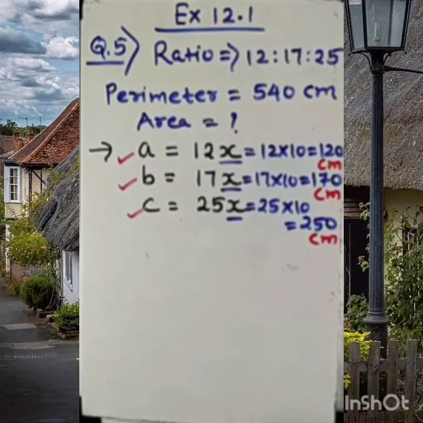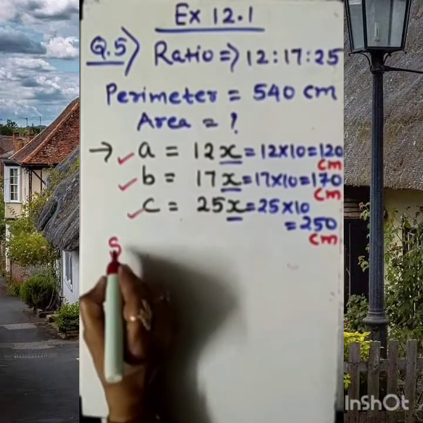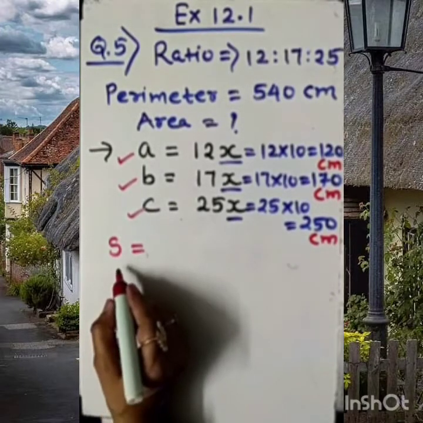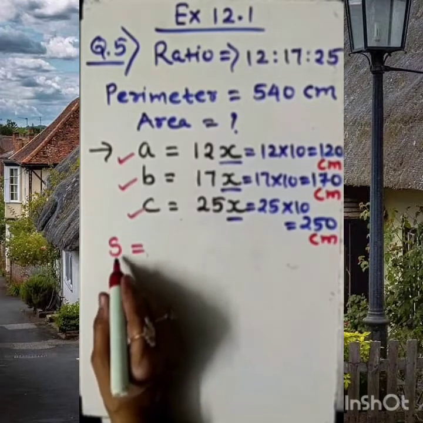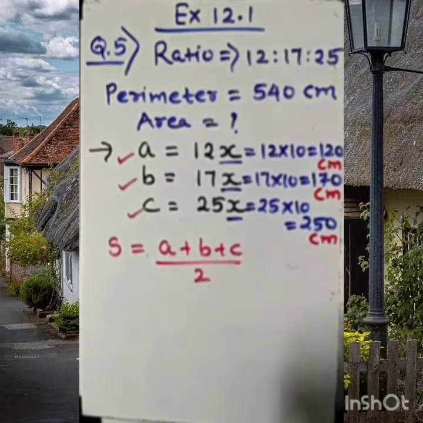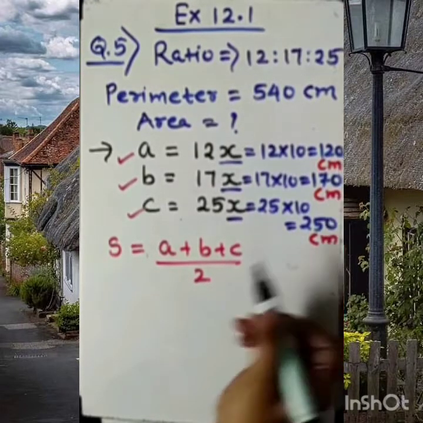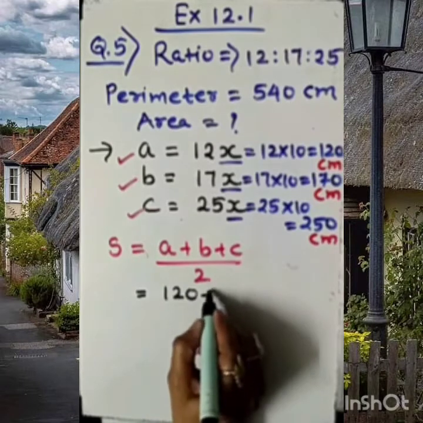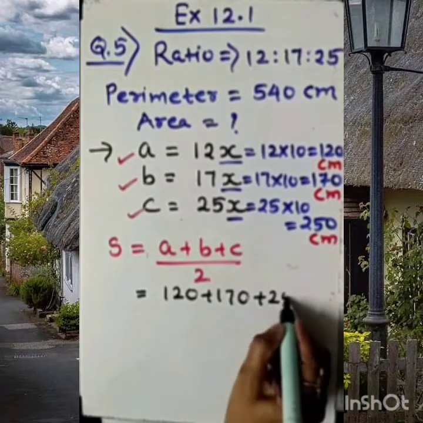Now, before we proceed to the area of a triangle with Heron's formula, we need to find the value of S, that is semi-perimeter. S is a semi-perimeter. What is S? a plus b plus c divided by 2. Now, let's add all this. It means 120 plus 170 plus 250 divided by 2.